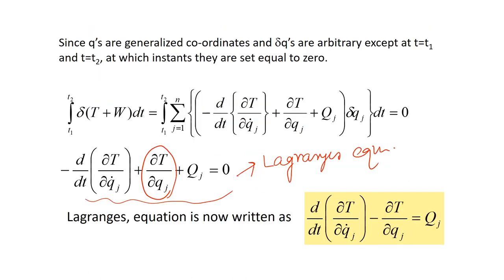Now, in general the term Q j may consist of a non-conservative force field or a conservative force field. After arranging this, the right hand side contains the term Q j, which may be purely a conservative force field, or it may contain the non-conservative forces due to damping in the structures, damping force, or any other impressed or imposed loading. Let us see the generalization of this equation.